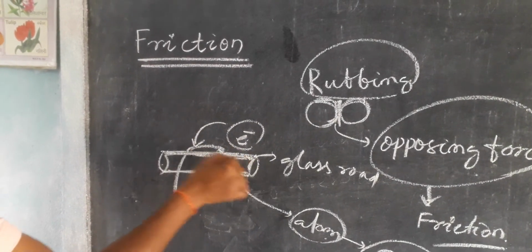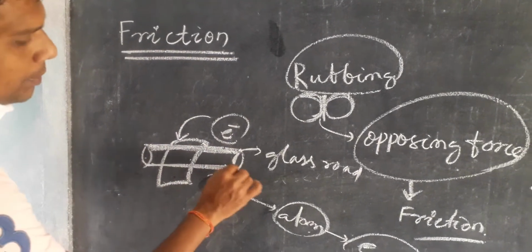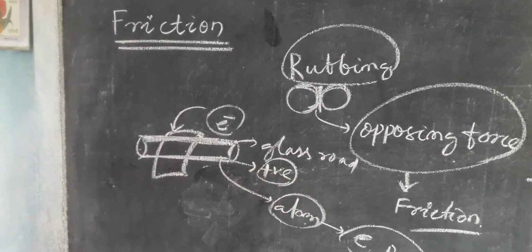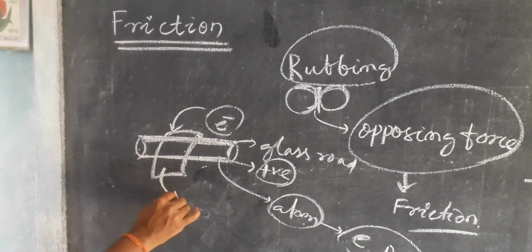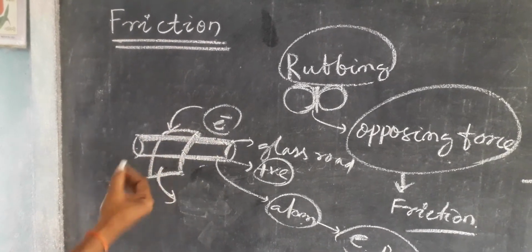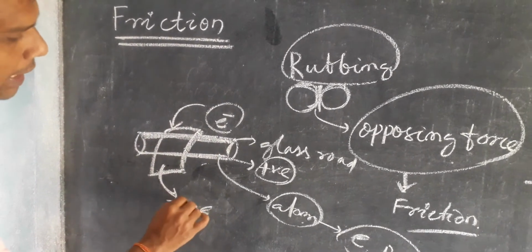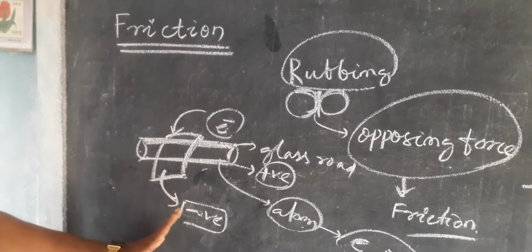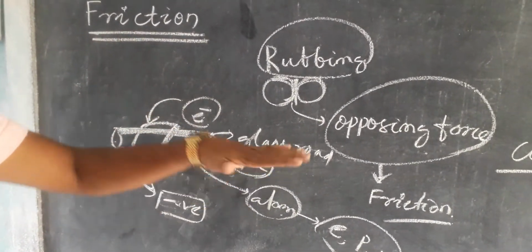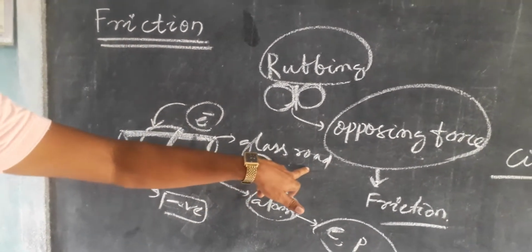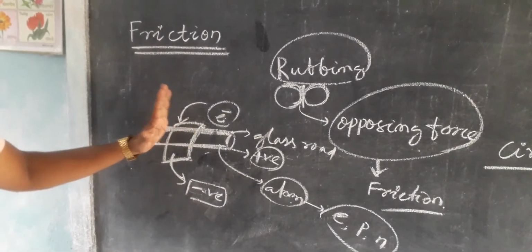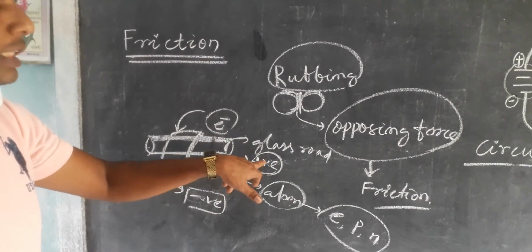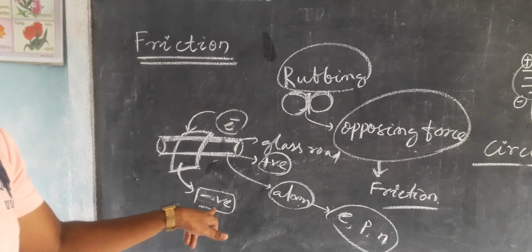When electrons are lost by the glass rod, it becomes a positive ion, a positive charge. And by gain of electrons, the silk cloth becomes a negative charge or negative ion. Clear this one? That means the net charge is positive in the case of the glass rod, and the net charge of the silk is negative. Why? Because due to loss of electrons, it becomes positive. Due to gain of electrons, it becomes negative.